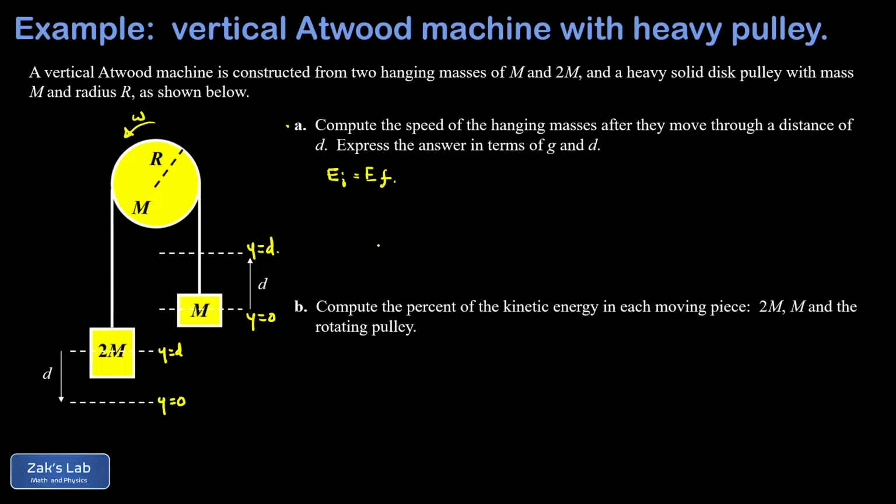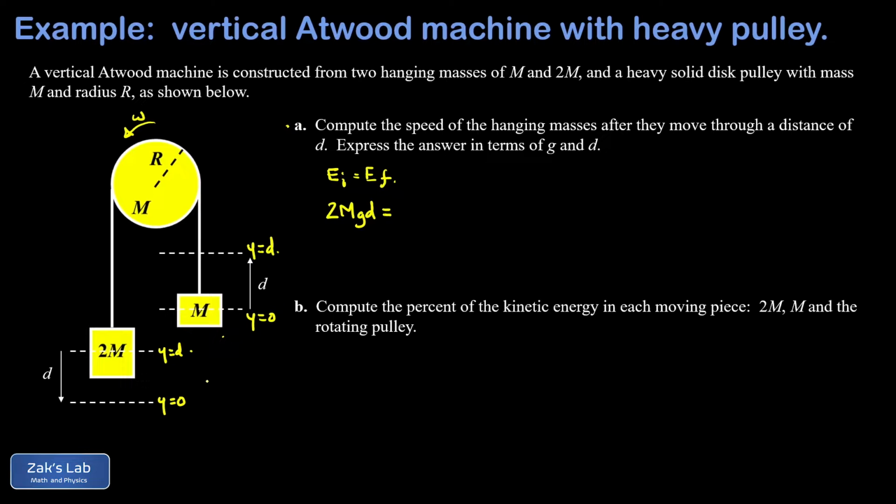So looking at all the sources of energy in the initial state, there's no kinetic energy because everything was released from rest. All I have is potential energies. And with an initial y-coordinate of 0, the hanging mass m has an initial potential energy of 0. So the only energy source here is just the potential energy of my larger mass 2m. That's given by the mass times g d. So I end up with 2m g d for my initial energy.